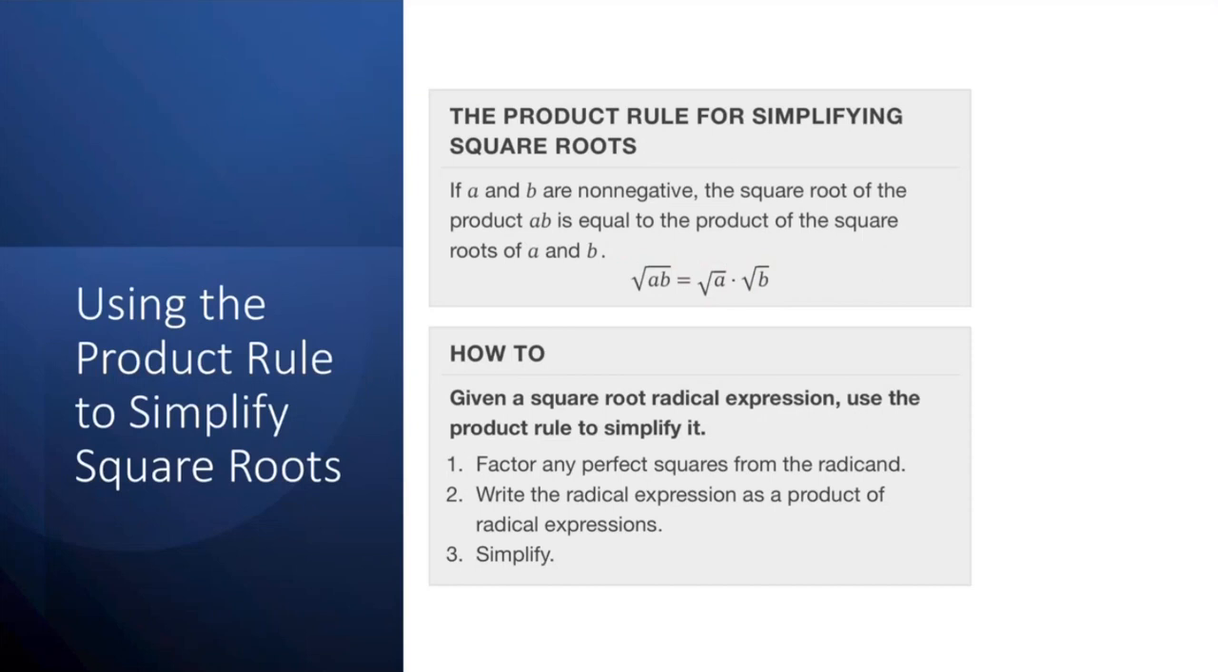So let's see how to do this. Given a square root radical expression, use the product rule to simplify it. Factor any perfect squares from the radicand. Write the radical expression as a product of radical expressions and then simplify, right? So this is how we would use this. If we were taking the square root of a product, simplify the product within the radical, write it as a product, and then split it into the product of radicals, right? That's kind of a mouthful. I feel like when we work a few examples, it'll sink in a little bit better.